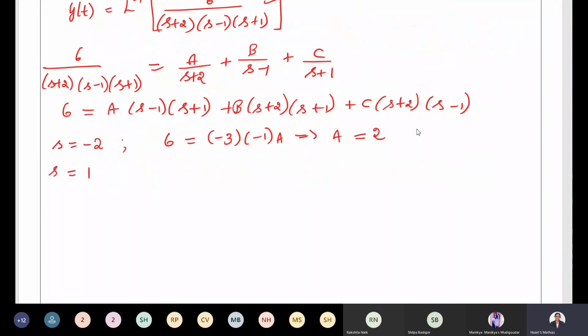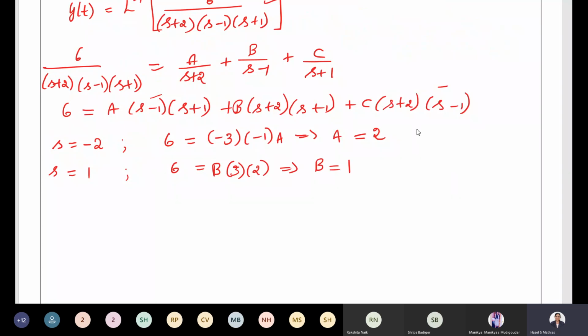Next, put s is equal to 1. If you put s is equal to 1, what do we get? 6 is equal to, this term will be 0, this term also will be 0. Only b term you will get. So b into 1 plus 2, 3, into 1 plus 1, 2. 3 into 2, which is nothing but 6. So value of b will be 1.